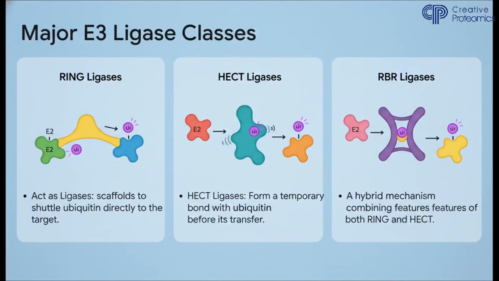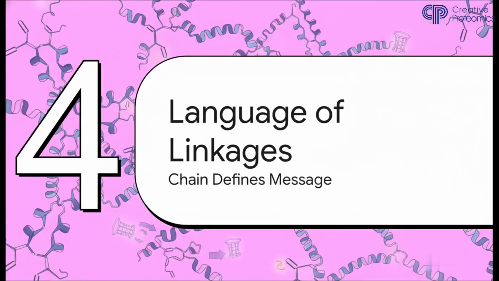And the system has just incredible diversity. We're talking about hundreds of different E3 ligases, and we can group them into these big classes like RING, HECT, and RBR ligases. Each one uses a slightly different mechanism, and that diversity is exactly what allows the cell to regulate so many different things at once. But this brings up an even deeper question. If the tag is always the same molecule, ubiquitin, how does the cell know what to do with it? And this is where it gets really, really cool.